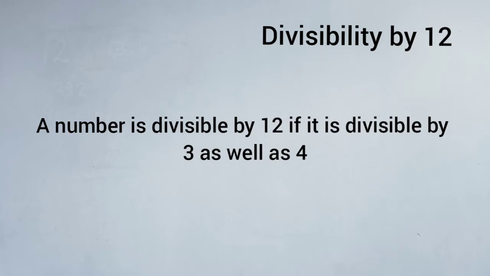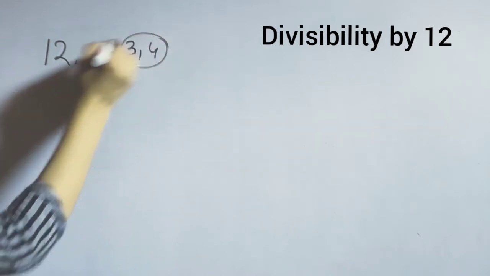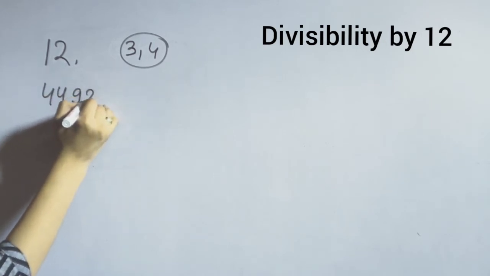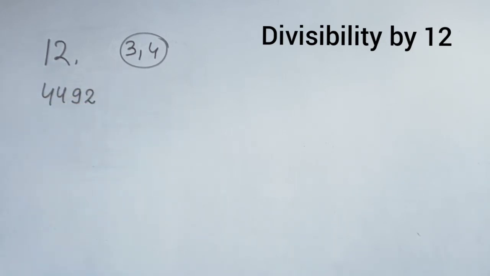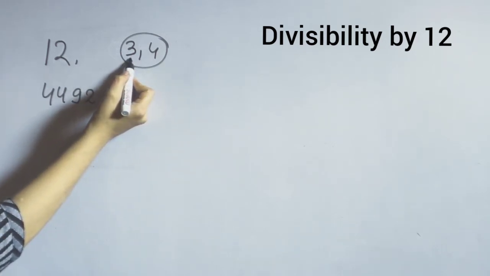Now we will discuss divisibility by 12. Students, a number is divisible by 12 if it is divisible by 3 as well as 4. Suppose that you have a number 4492. You have to check whether it is divisible by 12 or not. So what we will do, firstly we will check it by 3.